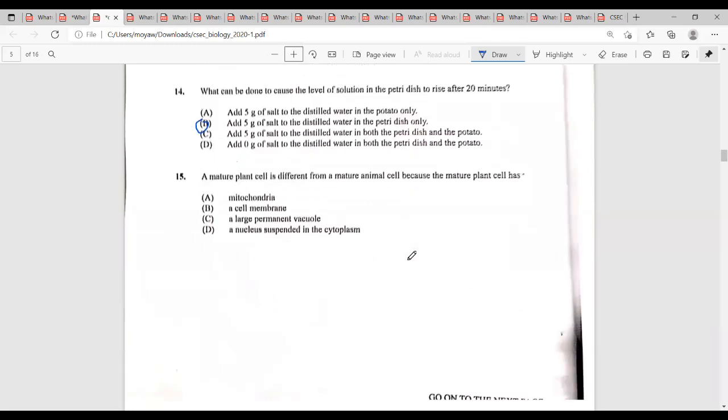Question 15. A mature plant cell is different from a mature animal cell because the mature plant cell has, so we have A, mitochondria, B, a cell membrane, C, a large permanent vacuole, D, a large nucleus suspended in the cytoplasm. So the best option is a plant cell has a large permanent vacuole, which is C.